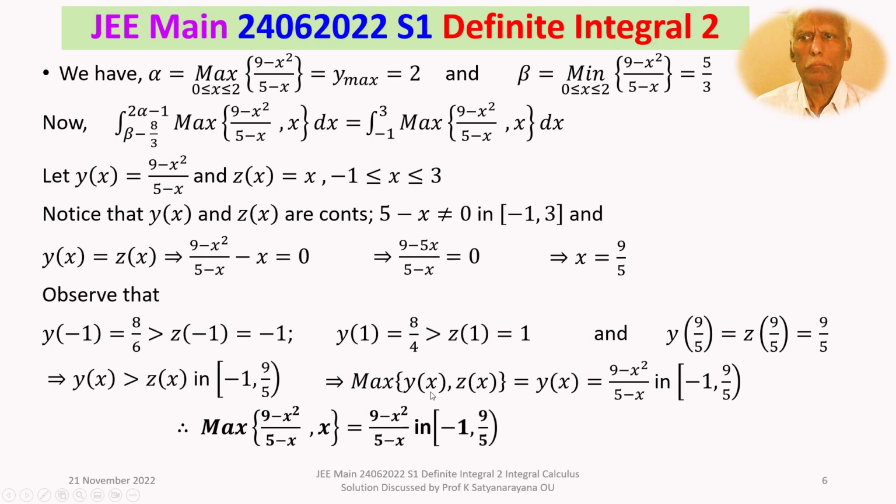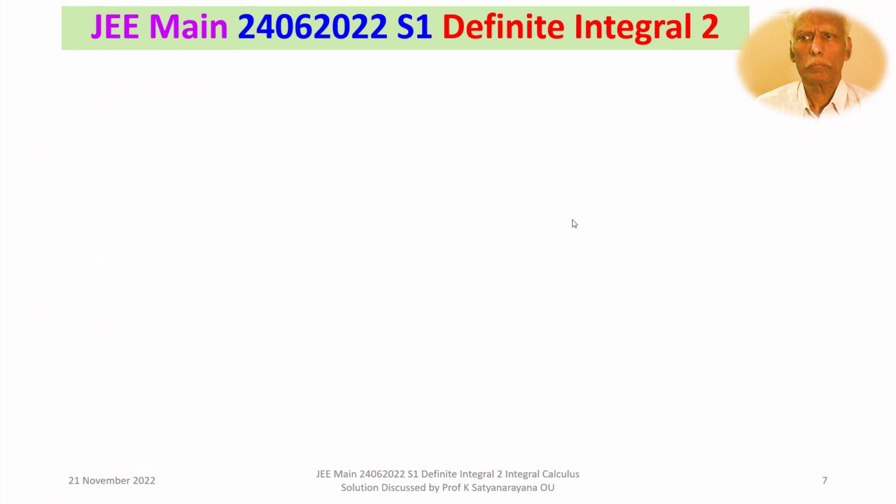And the maximum of (9 minus x square) by (5 minus x), comma x, that is y of x, comma z of x, is y of x, that is (9 minus x square) by (5 minus x), which we have already written, in minus 1 to 9 by 5. That is the maximum of this. And what happens in the interval 9 by 5 to 3? That we will discuss in the next slide.